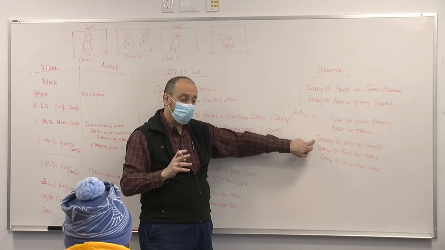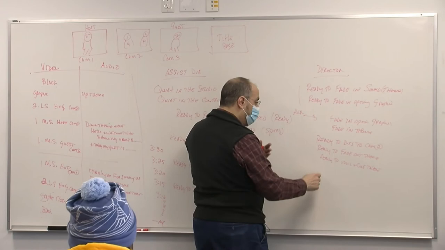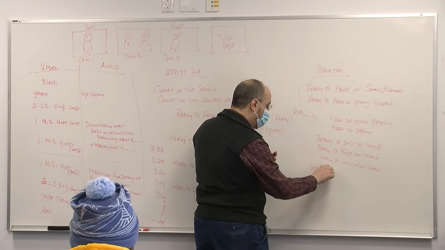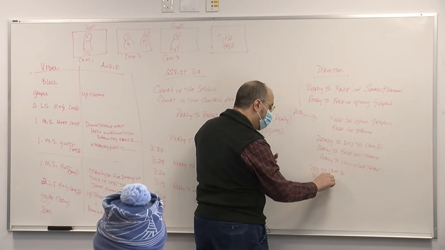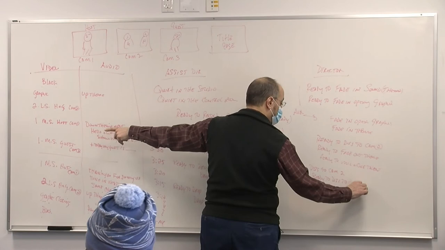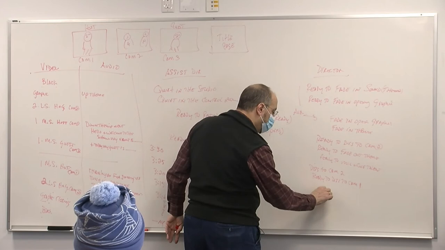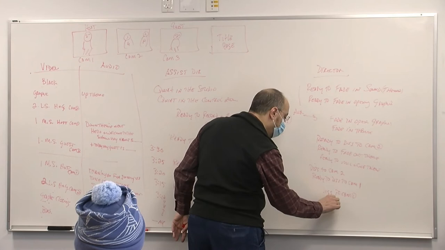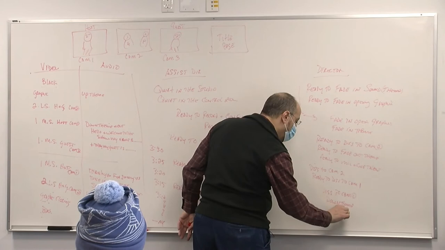Then you come on again, dissolve to camera two. Ready to dissolve to camera one. Okay, then breathe for a second, then do it: dissolve to one, down theme, mic and cue talent.